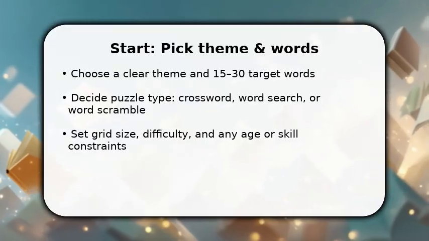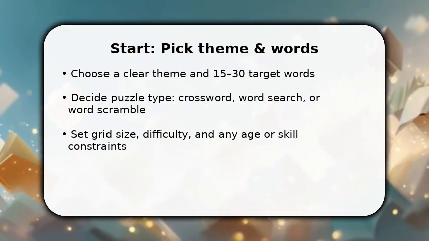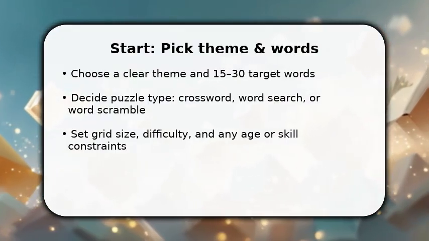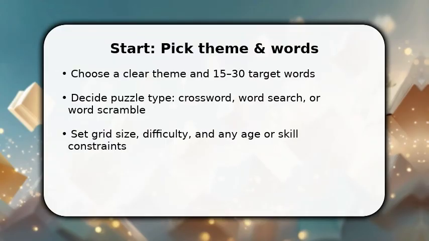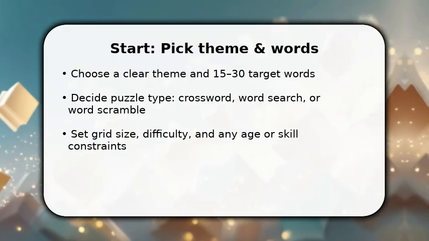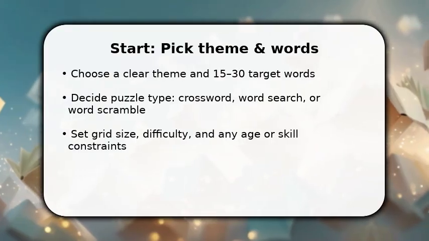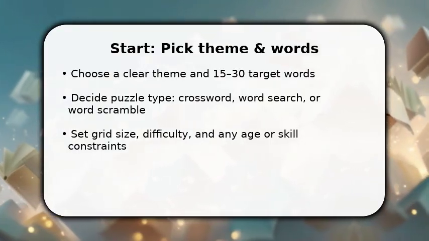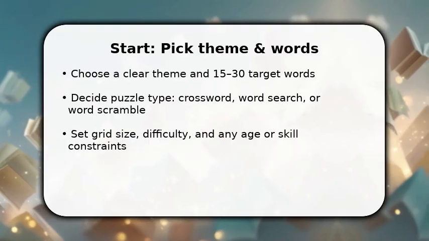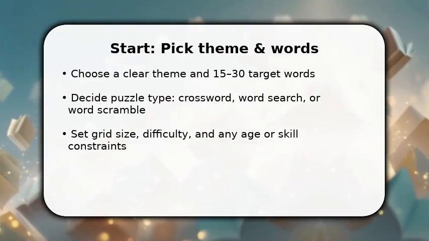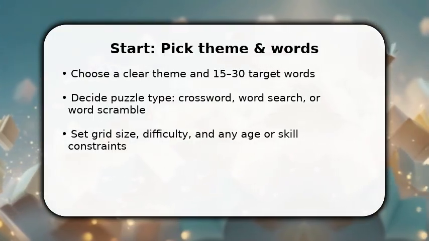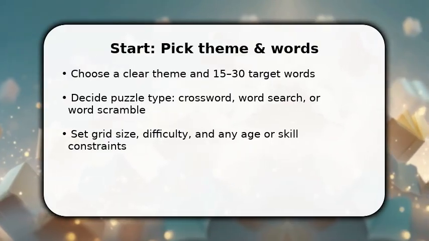You begin by selecting a strong theme and gathering 15 to 30 target words that fit it. Once chosen, decide the puzzle type, crossword, word search, or scramble, because that drives layout rules and difficulty. Make a quick grid size decision now and set constraints like age range or time limit. This prevents backtracking later. You'll also pick a tone, educational versus playful, which shapes clue style.